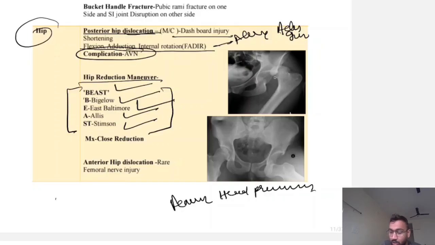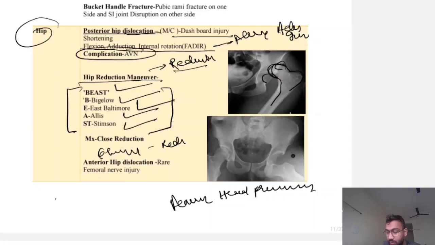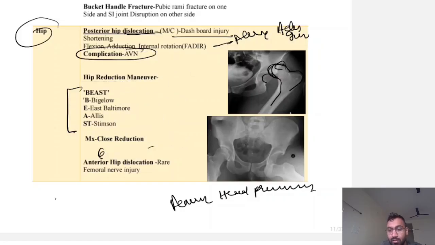Now this head has gone posterior. So how will you manage this patient? You have to reduce this femur head into the acetabulum again. It is very painful to reduce, so you have to give general anesthesia and reduce this dislocation. That is known as closed reduction. You are not giving any incision, you are just pulling the leg. So that is known as closed reduction under anesthesia. This is the management. If you do not reduce this dislocation, it will go to avascular necrosis.